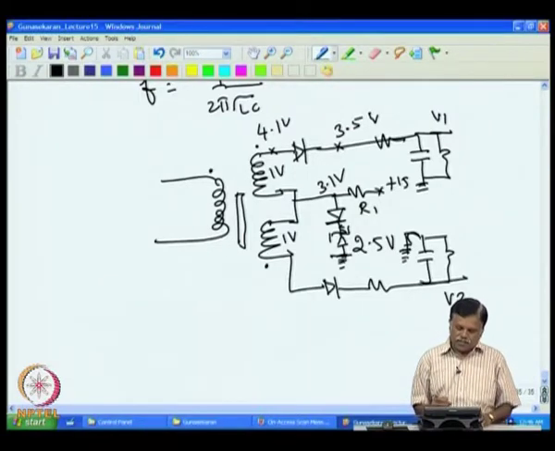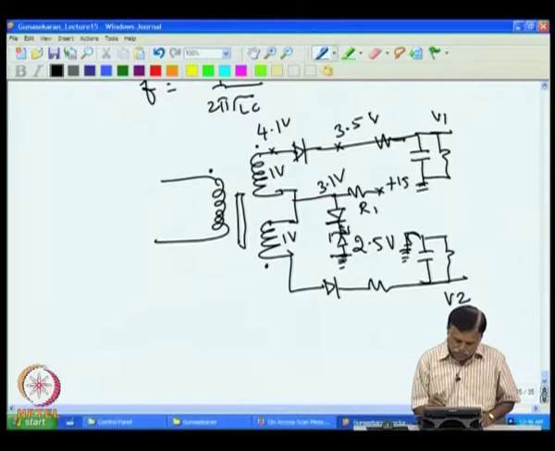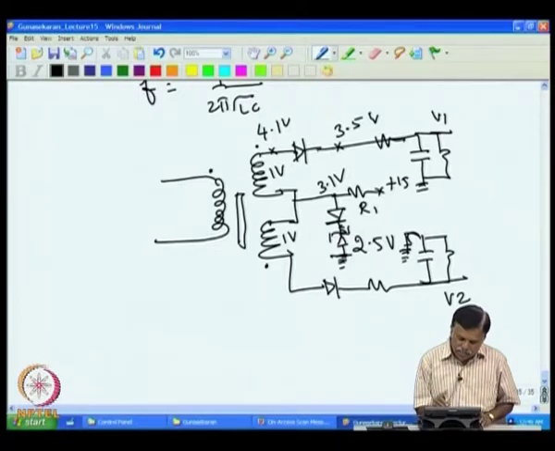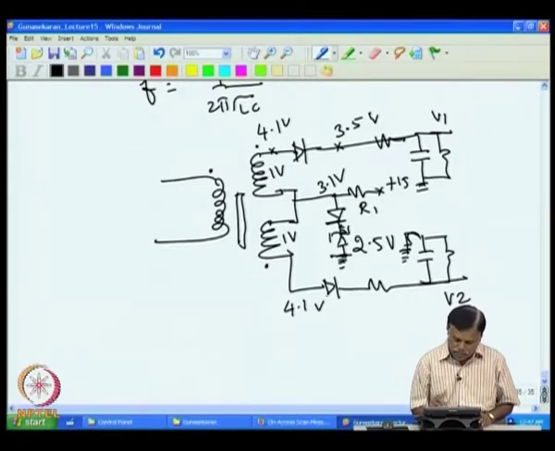So, if it is 3.1 you will get 4.1, then minus 0.6 you will get 3.5 volt. Similarly, here on the positive side this will go to 4.1 volt, because you get 3.1 and 1 volt across this, assuming both are producing equal voltage here, 1 volt and 1 volt here, then you will get 4.1 volt here, and this also will give you 3.5 volt.